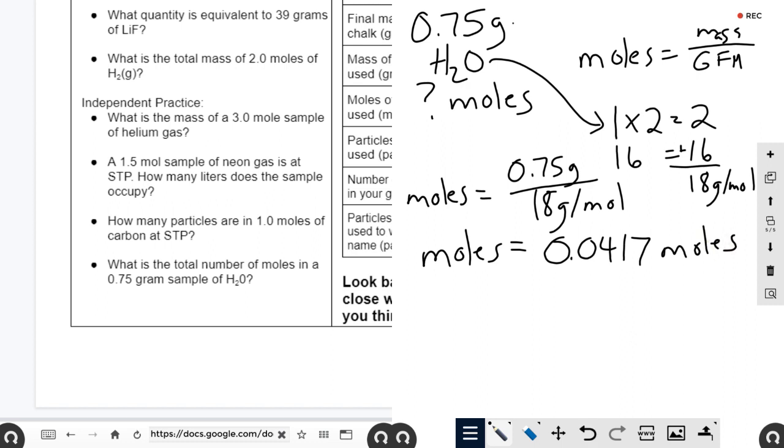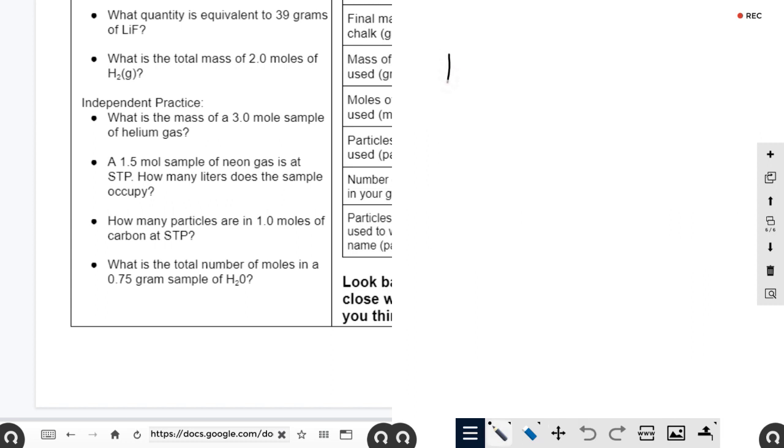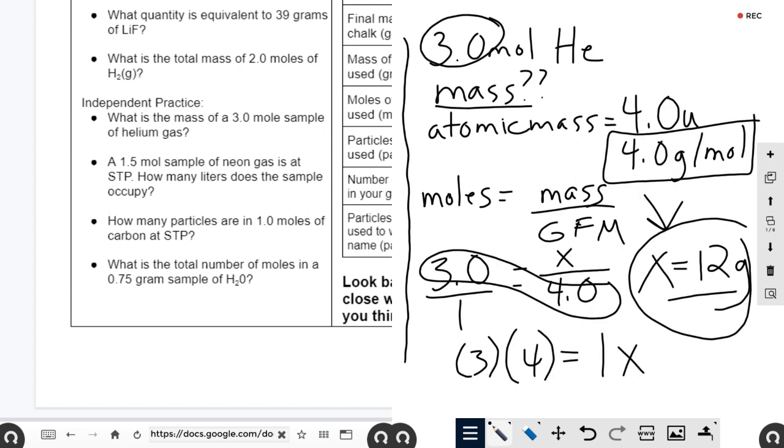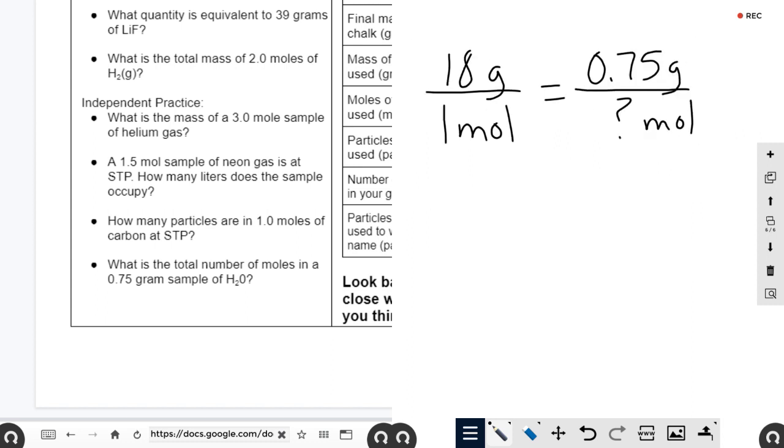moles. Okay? And again, I could also set it up a different way. Just showing you, if I had to find the gram formula mass first: 18 grams in 1 mole, 0.75 grams equals how many moles, right? Then you would cross multiply and you end up doing the same math that we did here. So whatever your comfort level is, that's what you need to do.